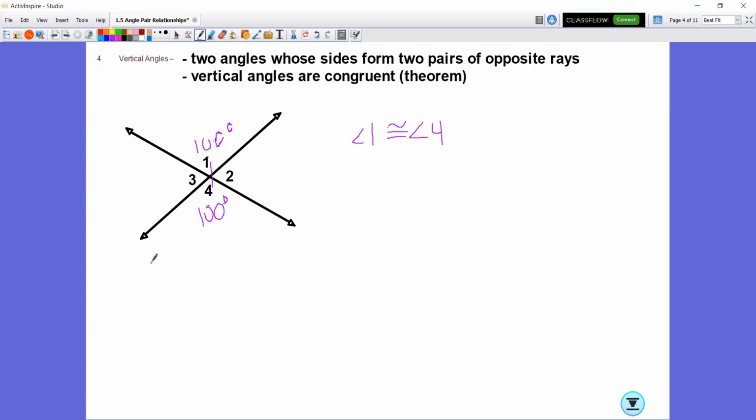I will say that they are 80 degrees here. Angle 3 is congruent to angle 2. Vertical angles directly across, they share that vertex. And they have the same size.